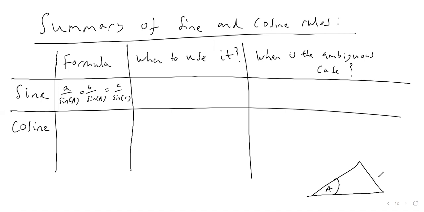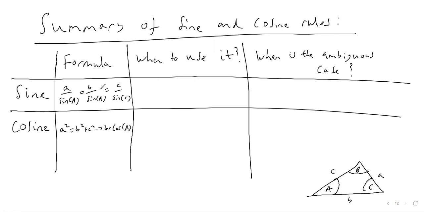So for example, lowercase a is opposite capital A, then lowercase b goes opposite capital B, and if capital C is there, your lowercase c is opposite it. So that's your sine rule, and we proved that before. Your cosine rule is a squared equals b squared plus c squared minus 2bc cos A.